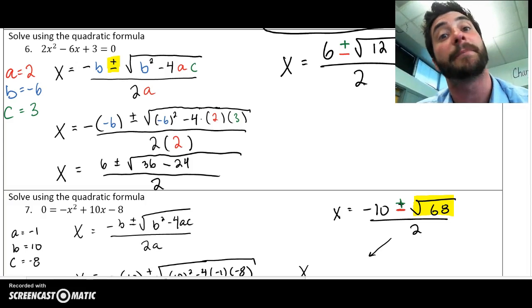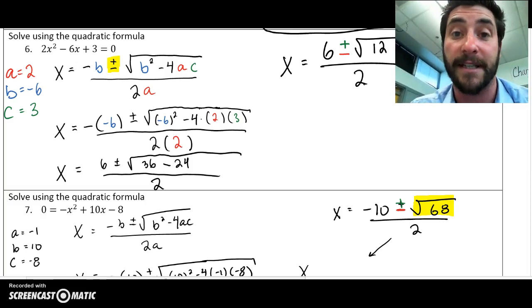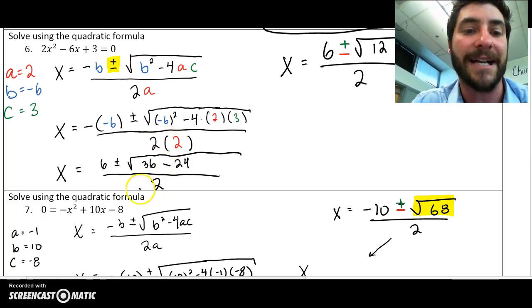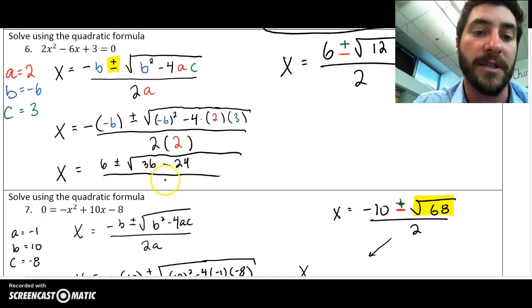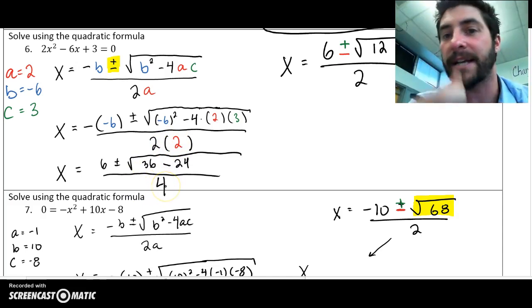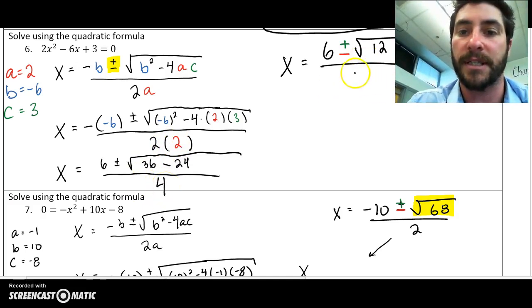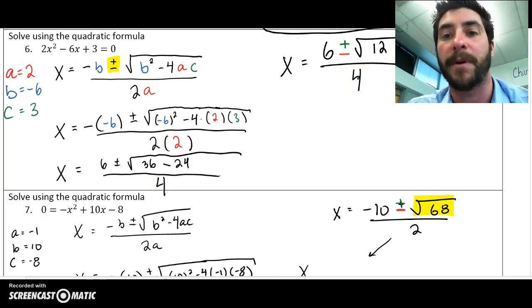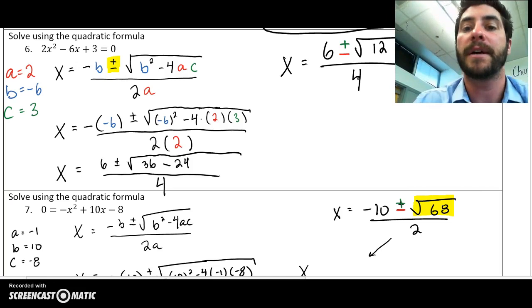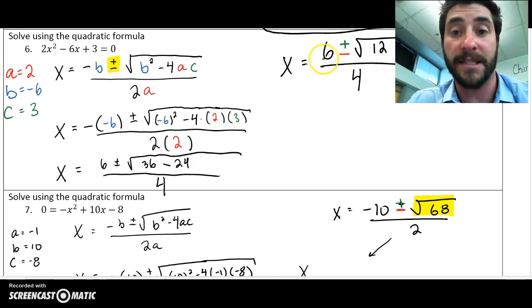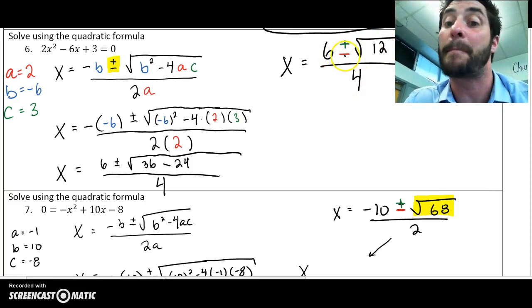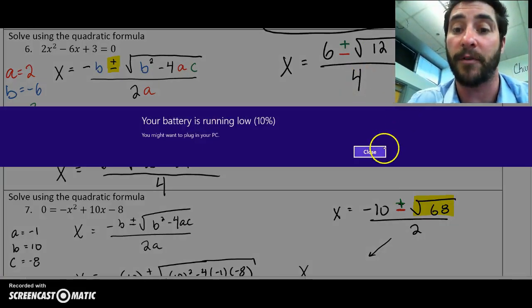So I should be writing in pencil, or a cool device like this, where I can erase right here. 2 times 2 is not 2, ladies and gentlemen. It is 4, last time I checked. So this is 4 there. Now let's split up our 2 answers. One way it's going to be 6 plus the square root of 12 divided by 4. The other answer is going to be 6 minus the square root of 12 divided by 4.